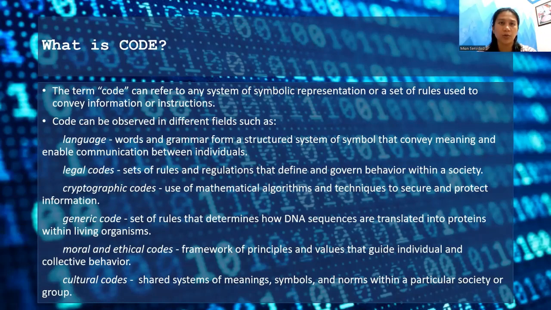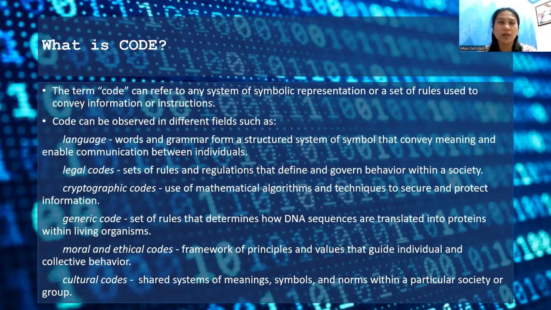Next is cryptographic codes. They use mathematical algorithms and techniques to secure and protect information. It also helps ensure confidentiality, integrity, and authenticity of information. Next is genetic code. It is a set of rules that determines how DNA sequences are translated into proteins within living organisms. So if you want to know your DNA, the basis of genetic information inheritance, there's also a code for that.